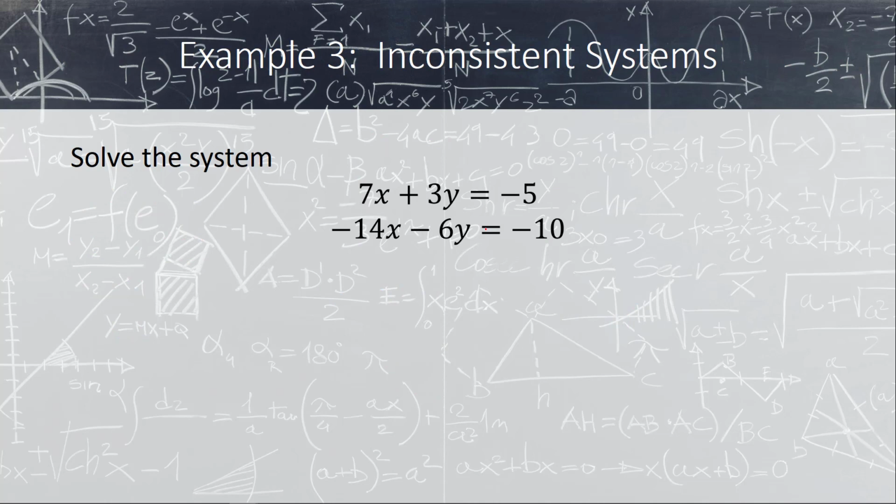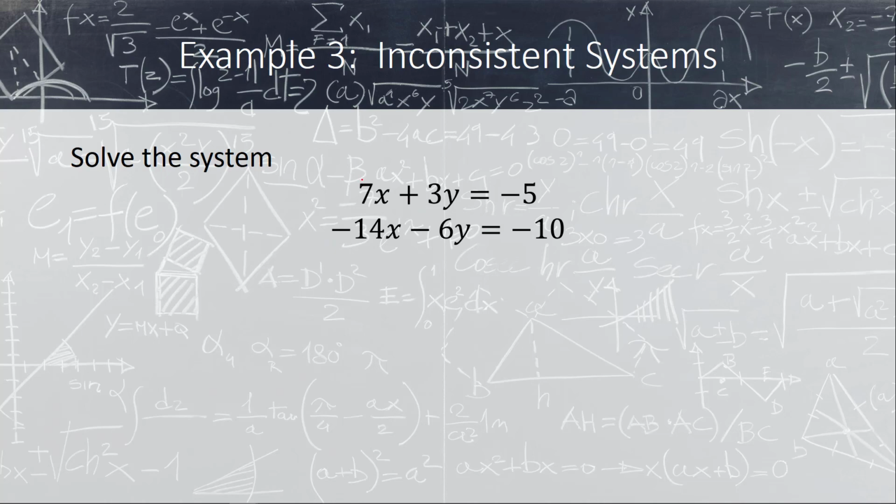Now remember, there are two special types. There are two other cases that we need to concern ourselves with, and this is an example for case 2. Here we have an inconsistent system. And what will happen if we try to solve a system with no solution? Let's go ahead and find out.